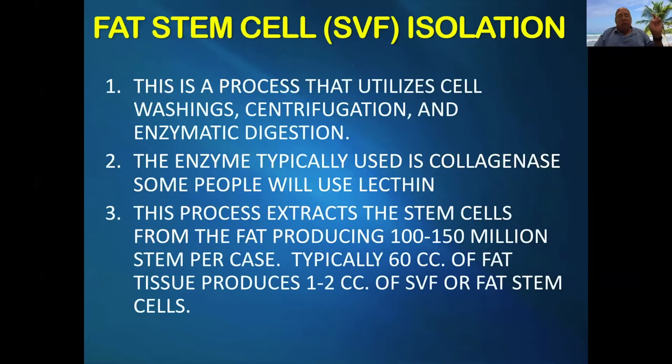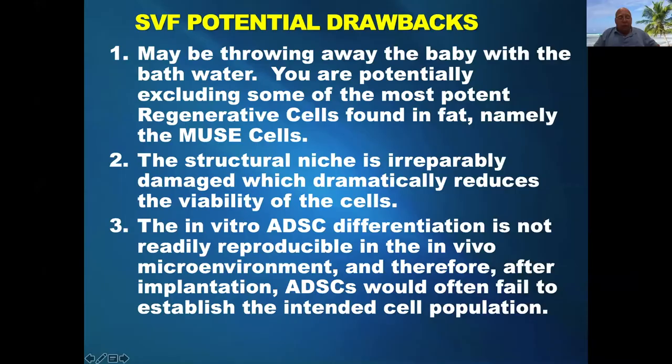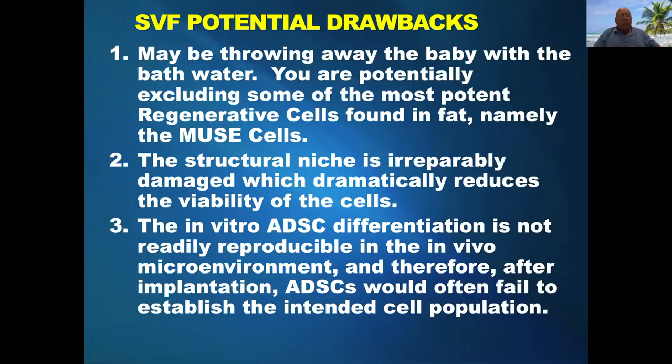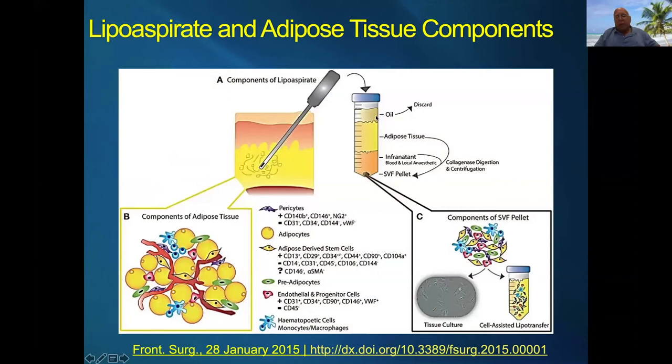So when you break fat tissue or adipose tissue down with an enzyme, you produce something called SVF. I may take 60 or 100 cc's of fat, and maybe I get about 2 or 3 cc's of SVF from that. Very rich in mesenchymal stem cells. Let's go back a bit here. We can see it's very rich in MSCs. Here you can see we're breaking all this down. We get the oil, we get the adipose tissue, we get the SVF right here, stromal vascular fraction. Very rich in MSCs and other regenerative type cells.